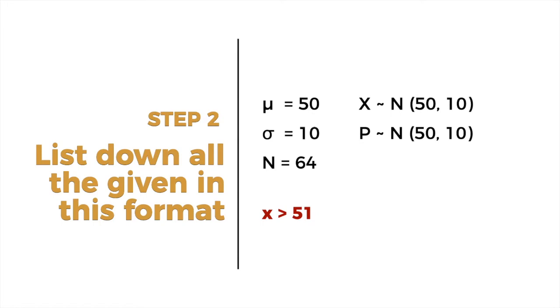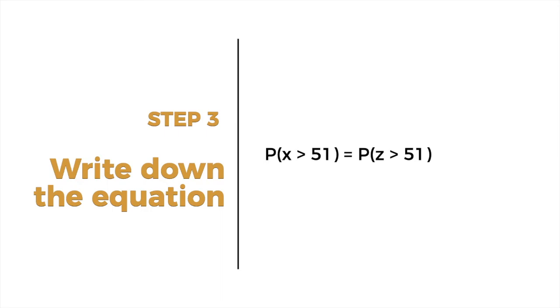Now, with that, let's go to the next step, which is to write down the equation. The equation is: what is the probability that the value x is more than 51? So we write it down as P, open parenthesis, x is more than 51, close parenthesis, equal to the probability of z is greater than 51.